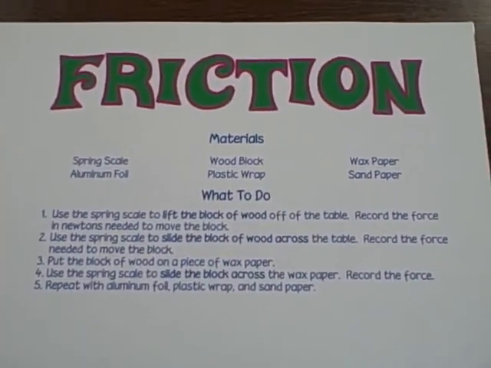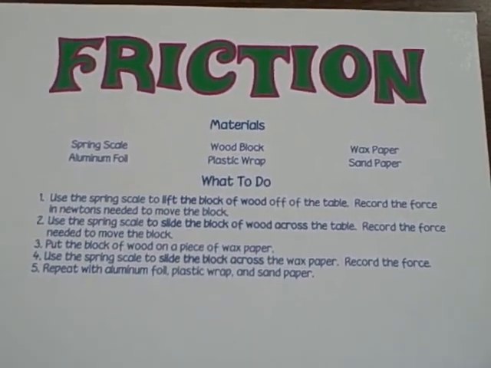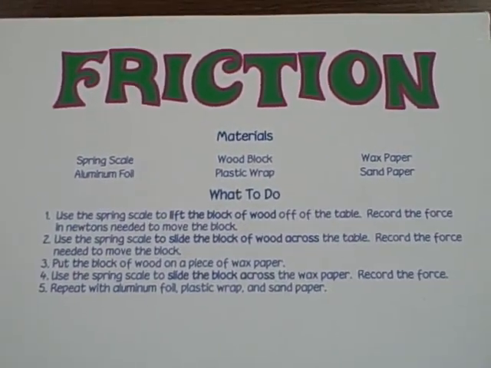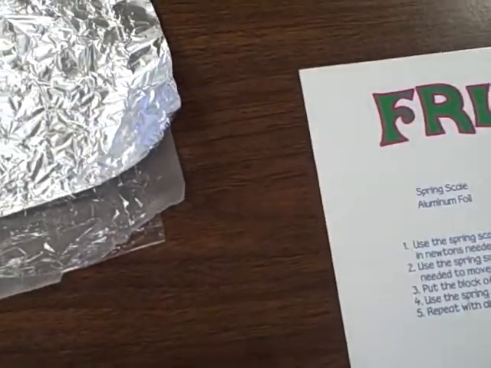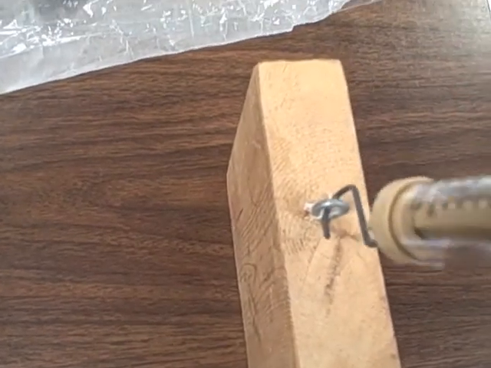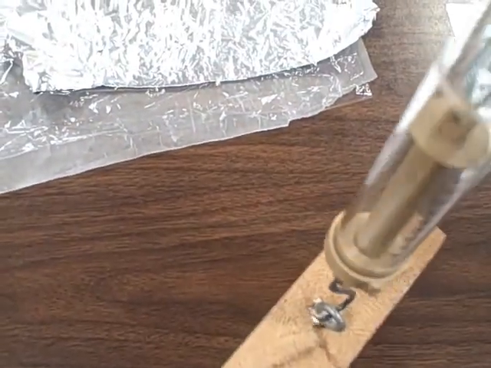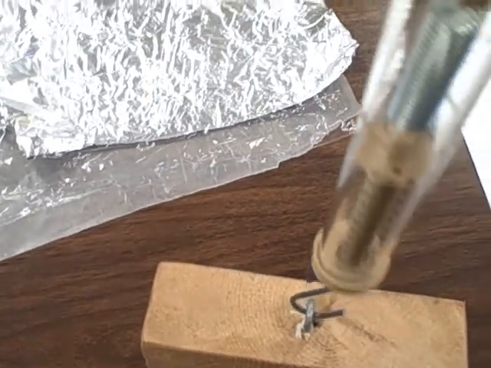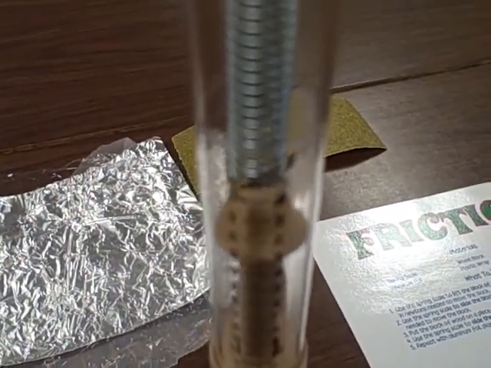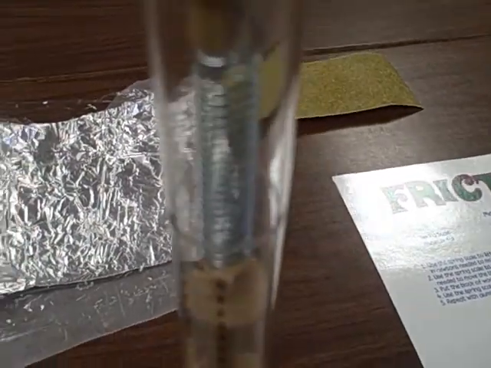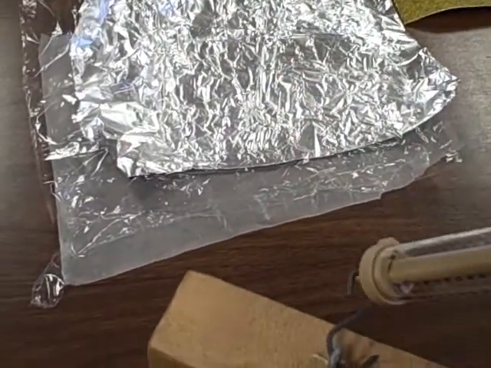This is the friction station. You need a spring scale, aluminum foil, wood block, plastic wrap, wax paper, and sandpaper. First you're going to have the students take the spring scale and lift the block, and measure the force, in newtons, of how much force it takes to lift the wood block off the table.